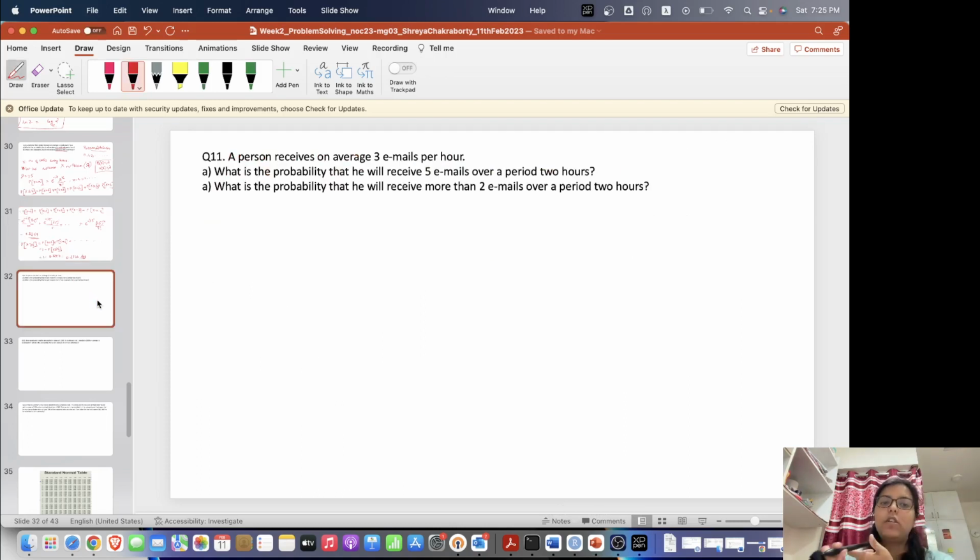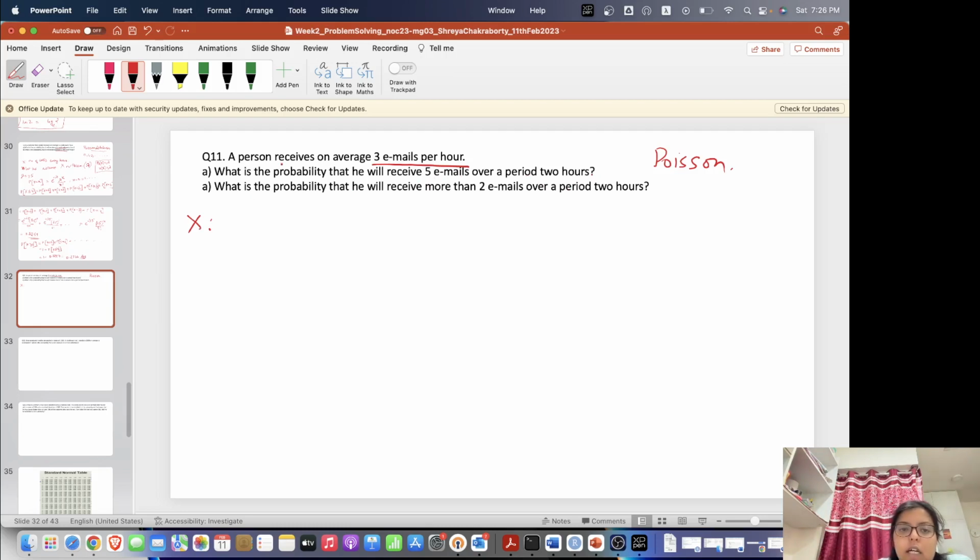Now the next question is similar, but there's a subtle difference. So here a person receives on average 3 emails per hour. As someone rightly pointed out, this average remains the same. And this number of emails can take on any values. So here also we are going to assume a Poisson distribution. Now what will my random variable be? My random variable will be based on the question that is being asked.